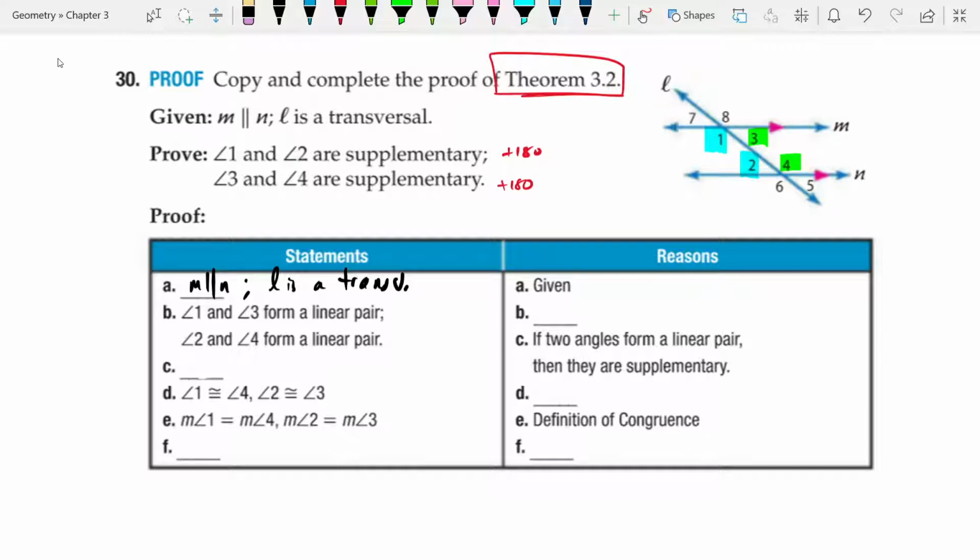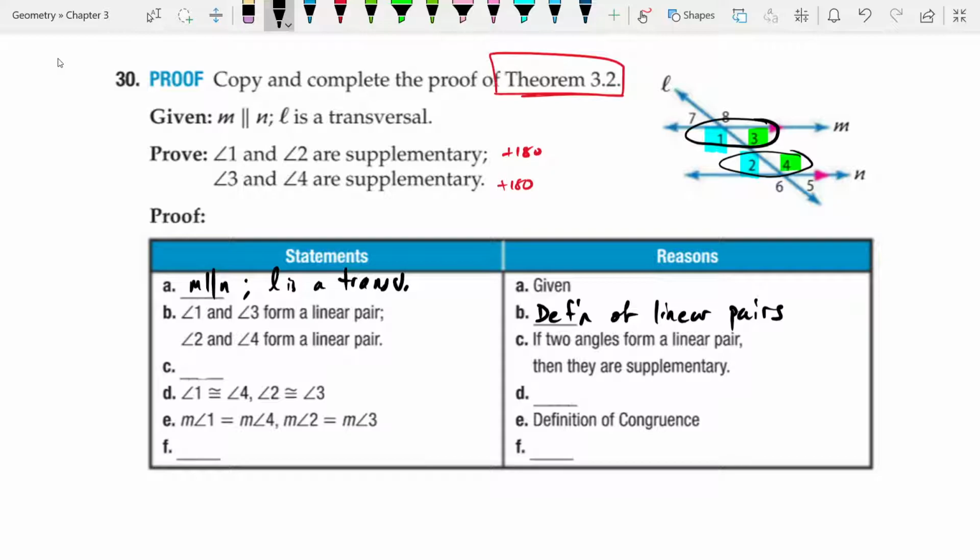1 and 3 form a linear pair. Well, you can see here 1 and 3, they're both on the same line. And that makes sense, right? It's one line cut into two pieces. That's a linear pair. And it says the same thing for 2 and 4. Yeah, linear pairs, they're formed that way. How do I know that? Well, that's just the definition of linear pairs. All right?